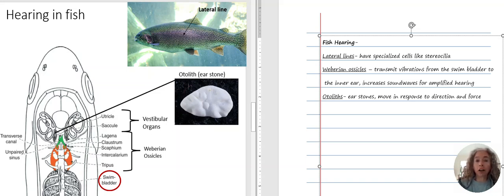Some fish can also hear using their swim bladder to convert pressure gradients into vibrations. And you can see that down here in this fish. Here is the swim bladder here.